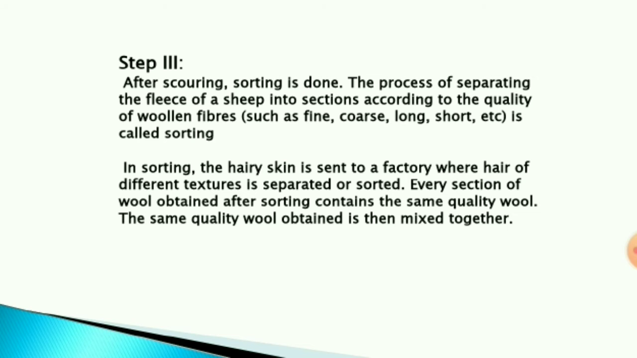Step 3. After scouring, sorting is done. The process of separating the fleece of a sheep into sections according to the quality of woolen fibers such as fine, coarse, long, short, etc. is called sorting. In sorting, the hair skin is sent to a factory. When hair of different textures is separated or sorted, every section of wool obtained after sorting contains the same quality wool. The same quality wool obtained is then mixed together.